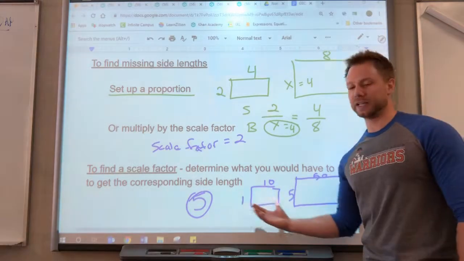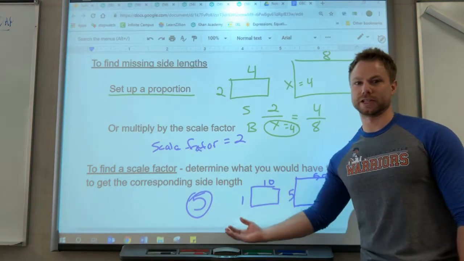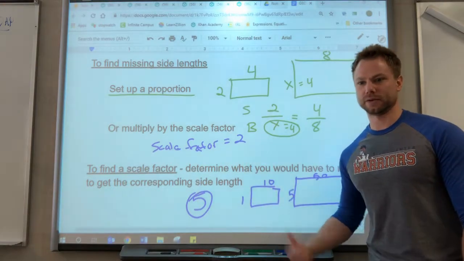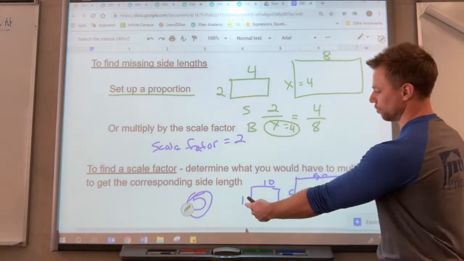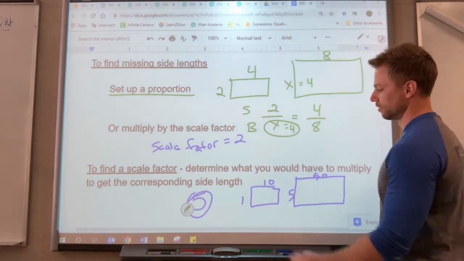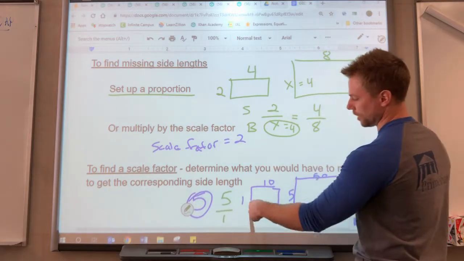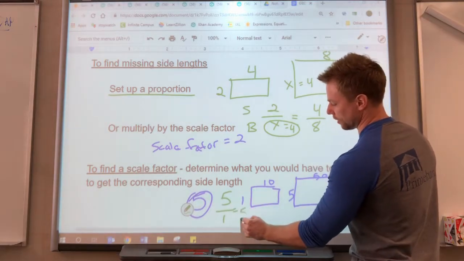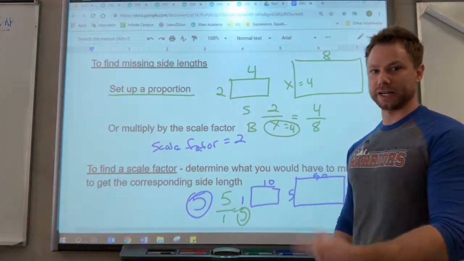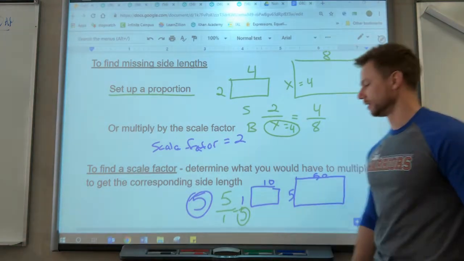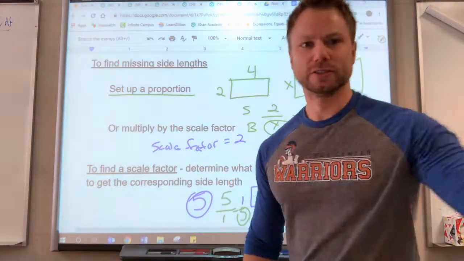They won't always be nice whole numbers like that, but that's the process you're going to do. You're going to take the first one times what to get the second one. And if you're not sure, like, I don't know what you take 1 times to get 5, you can always start with the second one, 5, divided by the first one, and that's going to tell you what you're multiplying by. You can work backwards, divide, to figure out what you would multiply by. All right, let's take a look at the practice.